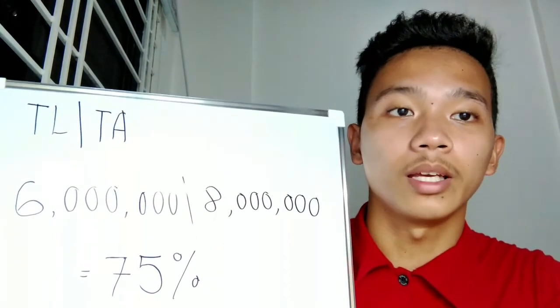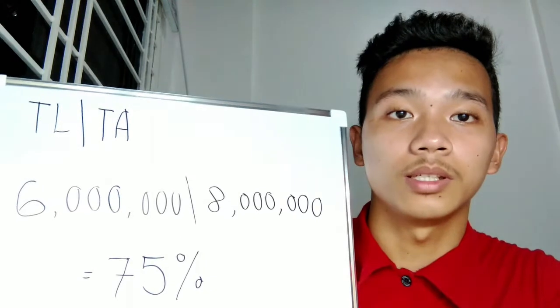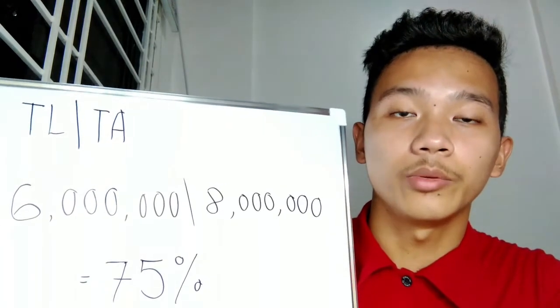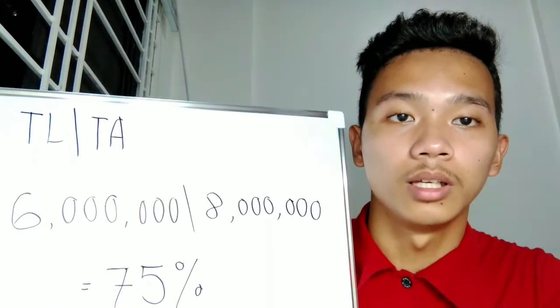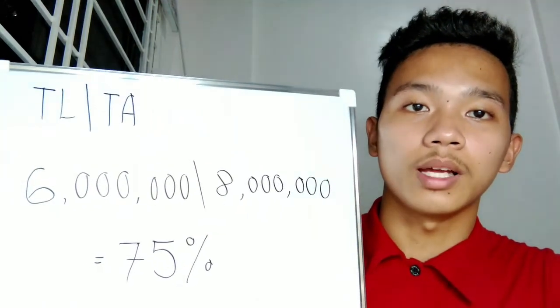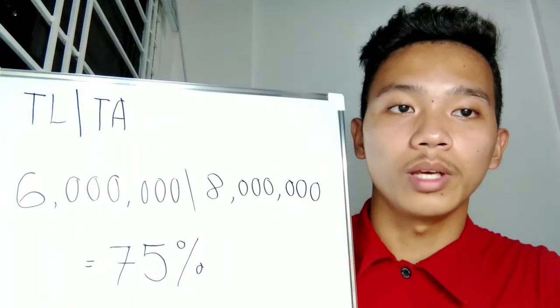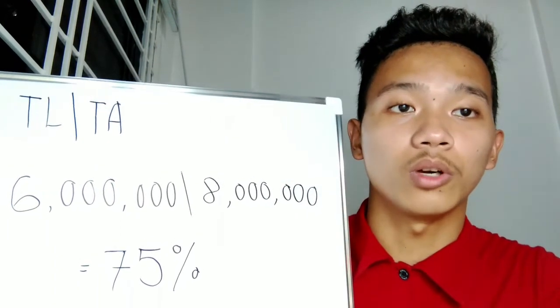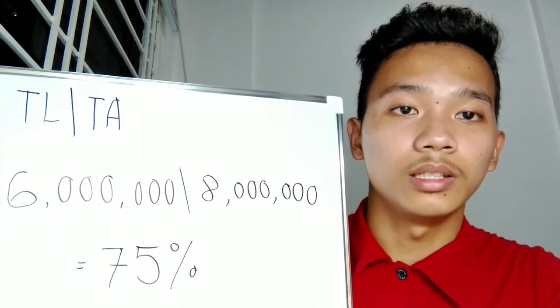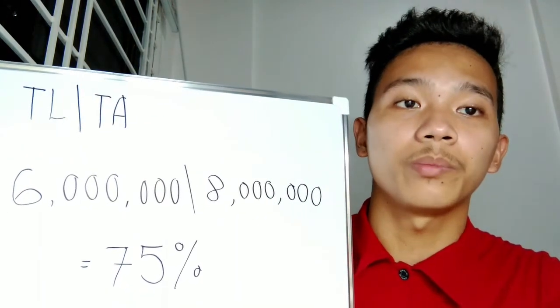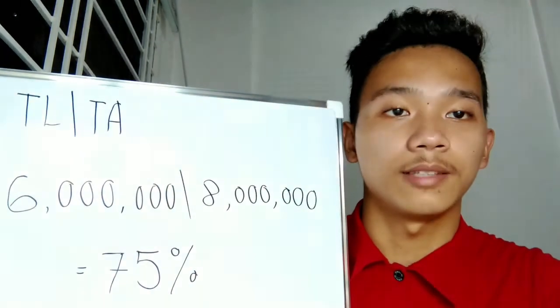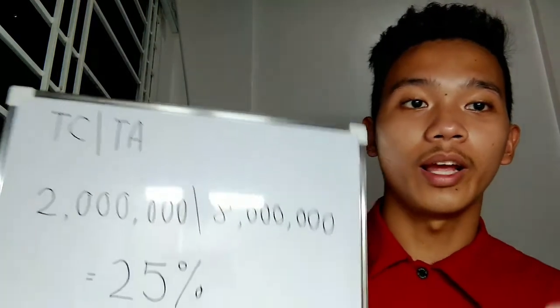Second to the last on our list is the debt ratio. The formula for debt ratio is total liabilities of the company divided by its total asset. Here we have a total liability of 6 million divided by the company's total asset, which is 8 million. We get the answer of 75%, which only means that the total liabilities of the company is 75% of their total asset.